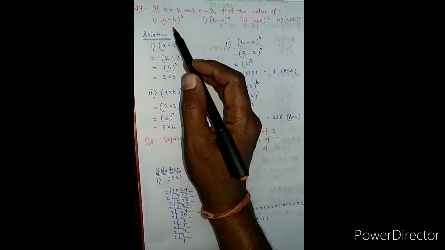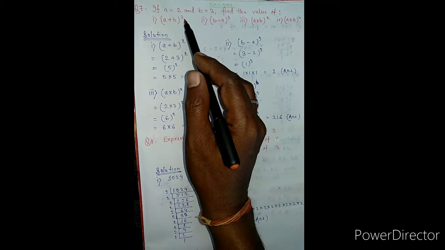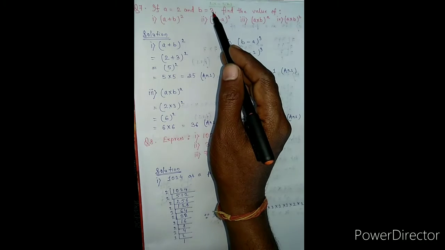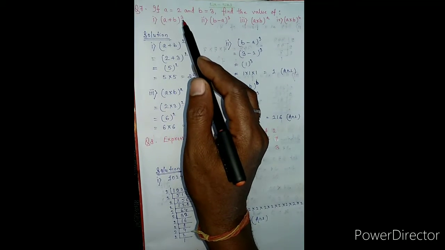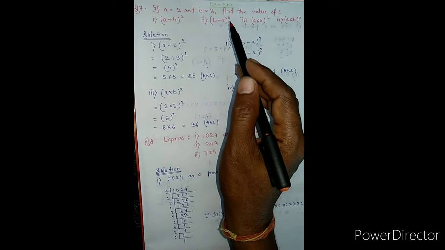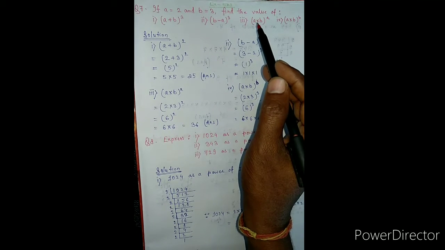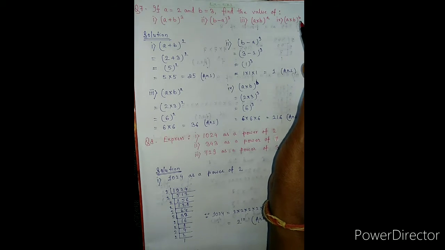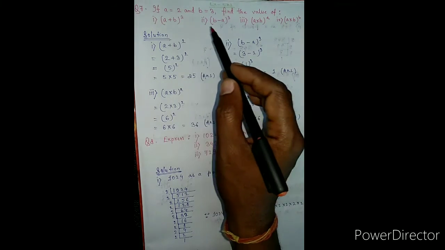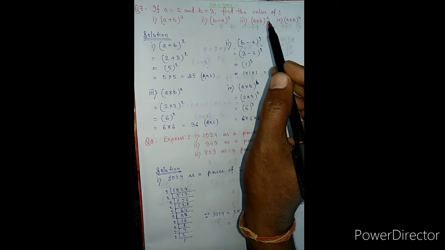Now see question number 7. If a equal to 2 and b equal to 3, find the value of number 1, (a + b) whole square, number 2, (b - a) whole cube, (a into b) whole a, and (a into b) whole b. So these are the questions you have to find the value of.